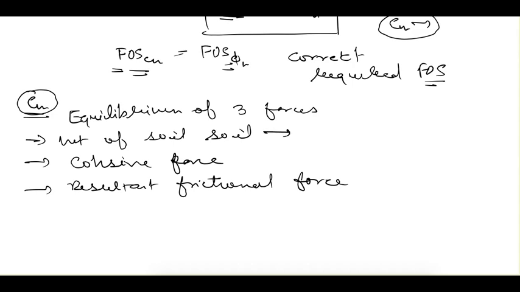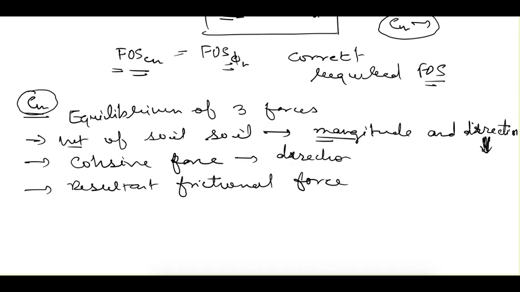So we find out the magnitude of weight, that is, we know the weight, that is the magnitude, and the direction obviously will be acting vertically downward because it is weight due to gravity. And for the cohesive force, we will find out the direction and magnitude also, but we will find the magnitude in some other terms. And for the frictional force we will find out the direction.